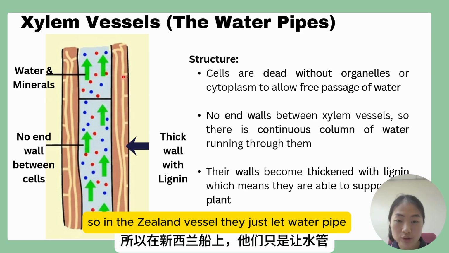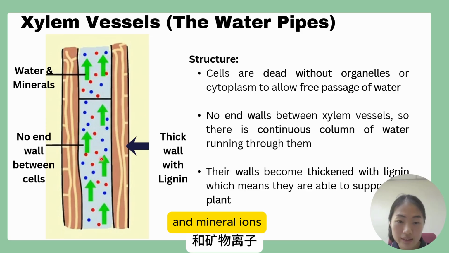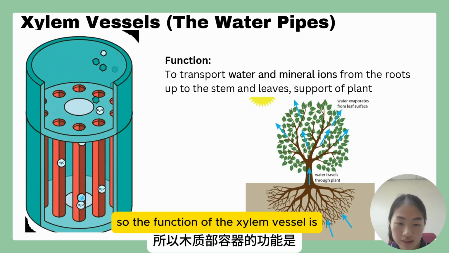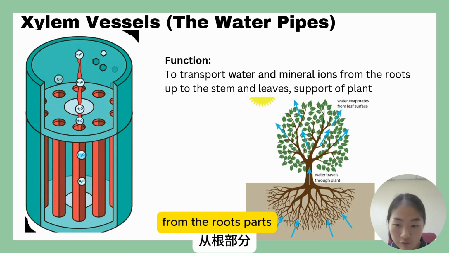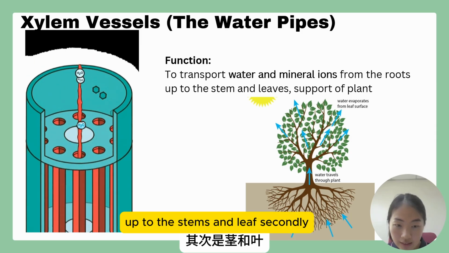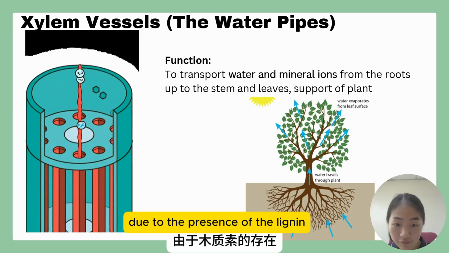So the xylem vessel just looks like a water pipe because it only allows transport of water and mineral ions. The function of the xylem vessel is to transport water and mineral ions from the roots up to the stems and leaves. Secondly, the xylem vessel helps to support the plants due to the presence of lignin.